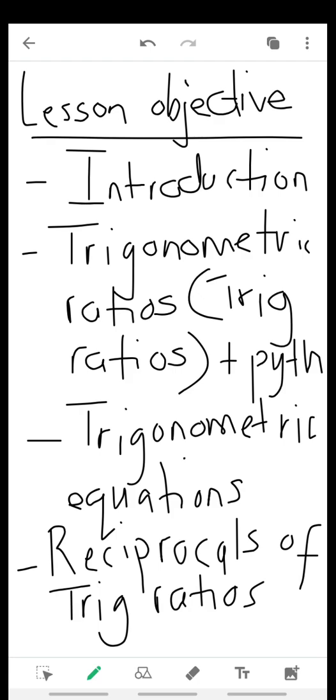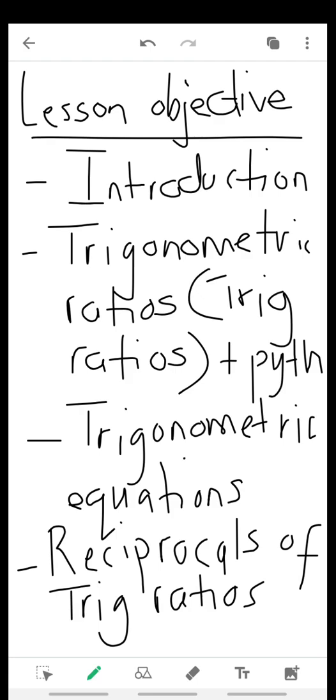For today, we'll be looking at the introduction to trigonometry. We'll look at trigonometric ratios, or sometimes in short, we call these trig ratios, okay, together with what we call theorem of Pythagoras. Most of the time, I just call it Pythagoras, okay. We will also look into trigonometric equations.